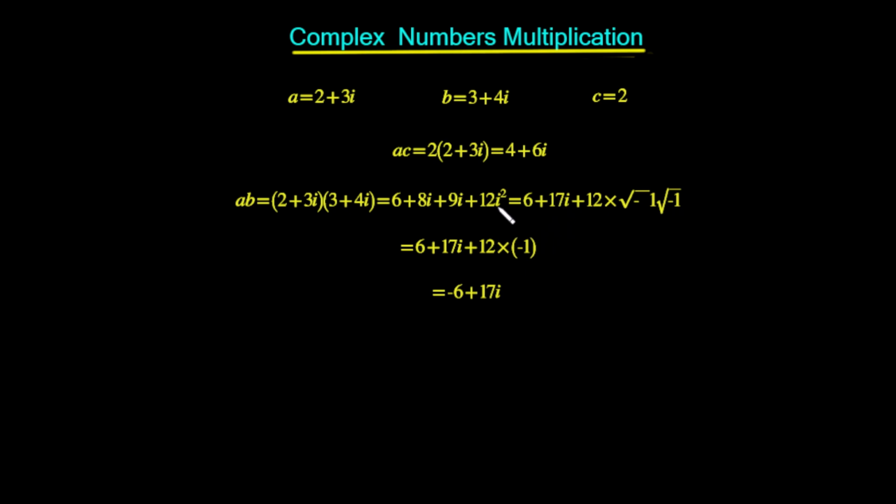The term i is the square root of minus 1. So the square root of minus 1 squared is the square root of minus 1 times the square root of minus 1, which is a value of minus 1. So finally this is going to give us 6 plus 17i plus 12 times minus 1. So this is going to give us minus 12, and we will finish up with minus 6 plus 17i.